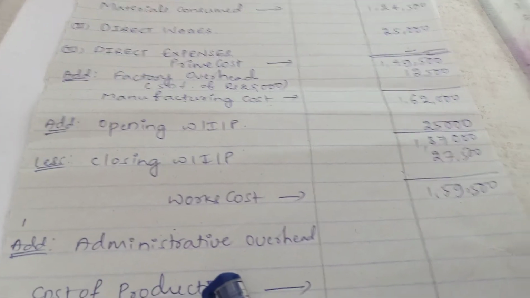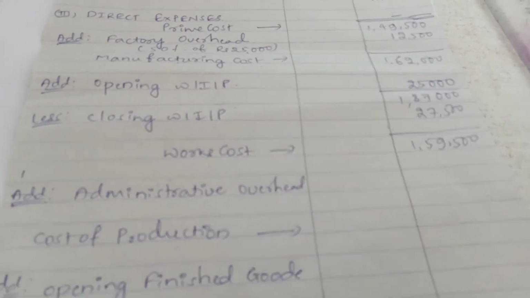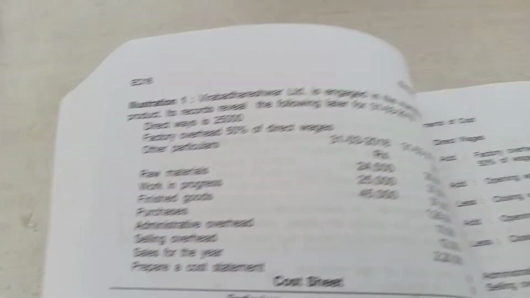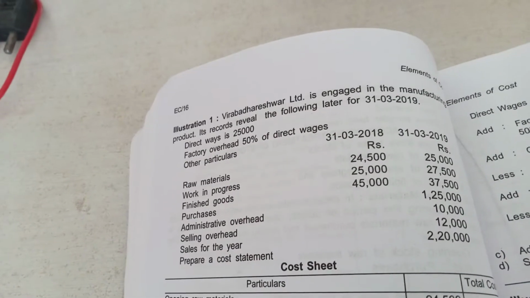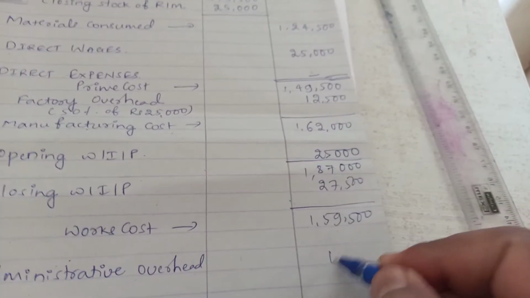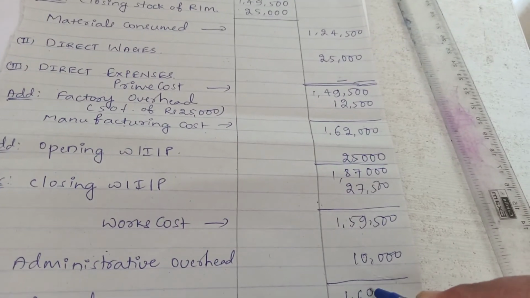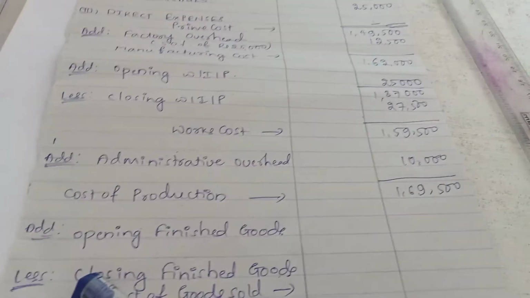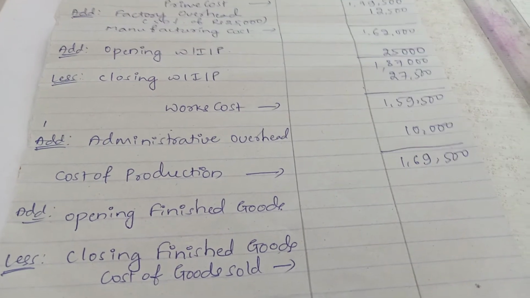To this I am going to add the administrative overhead, and go through the problem whether the administrative overhead has been given. So below the purchases you can find the administrative overhead. What is the amount of that? That is amounted to rupees 10,000. So here I am going to add the 10,000. That gives 1,69,500. To this I am going to add the opening finished goods and deduct the closing finished goods.